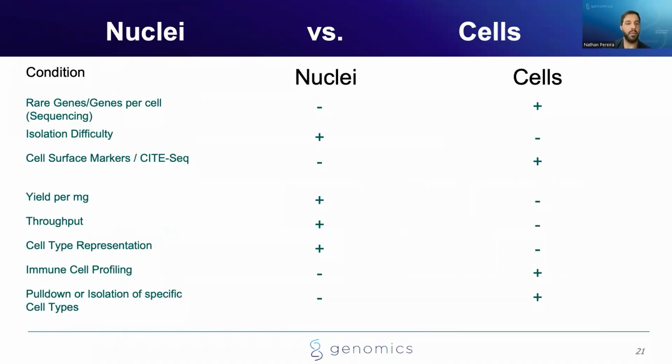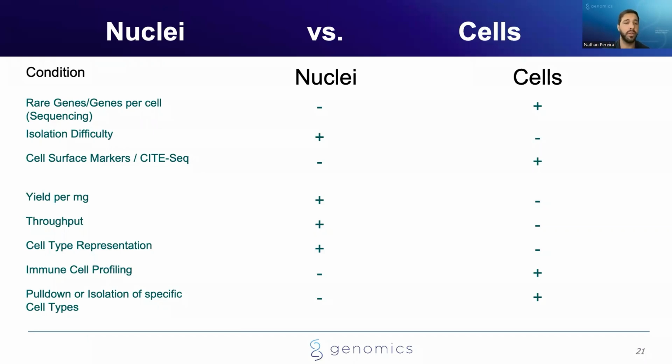One of the other things I really want to talk about is nuclei versus cells. The Singulator obviously does both, but it's going to be up to the research application and the needs and abilities of the lab. There are different applications where cells are better and where nuclei are better. If you're looking for rare genes, or you want higher genes per cell in your sequencing, cells are going to be a better idea. Nuclei are going to be better if you're having difficulty isolating cells, if it's a difficult or delicate cell type. If you're looking for cell surface markers or CITE-seq, obviously you need to do cell applications.